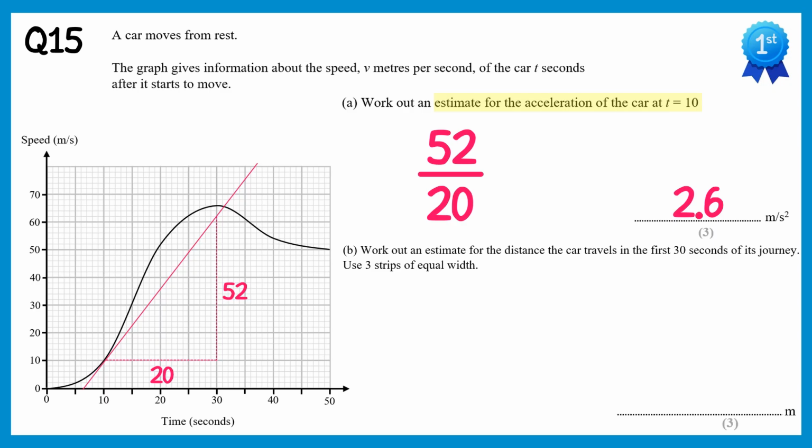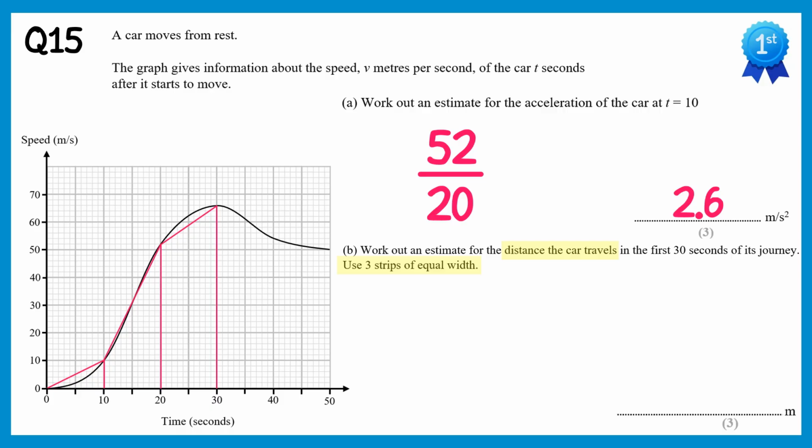For the second part of this question, we need to work out an estimate for the distance that the car travels in the first 30 seconds of the journey, and we're told to use 3 strips of equal width. So if we've got 30 seconds and we're going to split that into 3 strips, each of those strips will be a 10-second strip. So if we go at 10-second intervals across the time axis and draw some vertical lines up to the graph, you can now clearly see the 3 strips we're going to use. Now if we connect up all of the top points, we get a triangle here and then 2 trapeziums. So we need to work out the area of these 3 shapes.